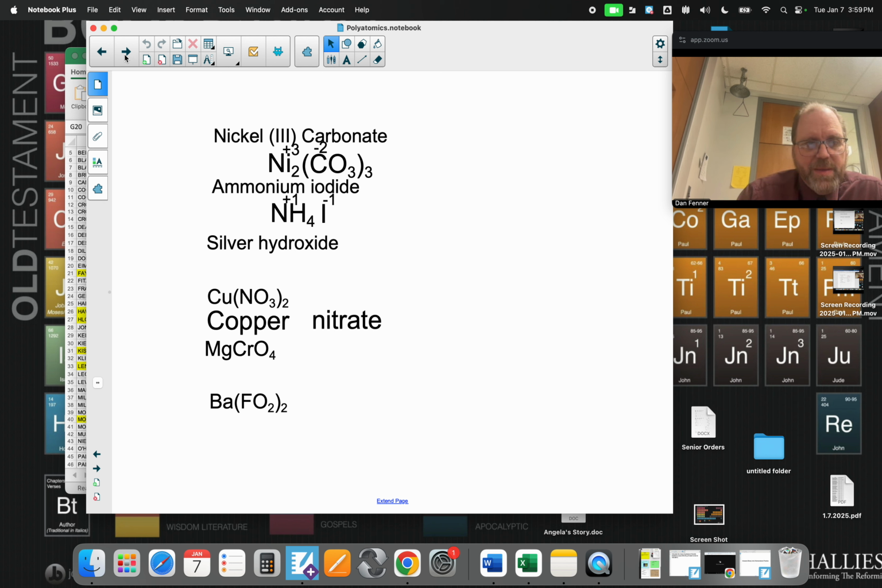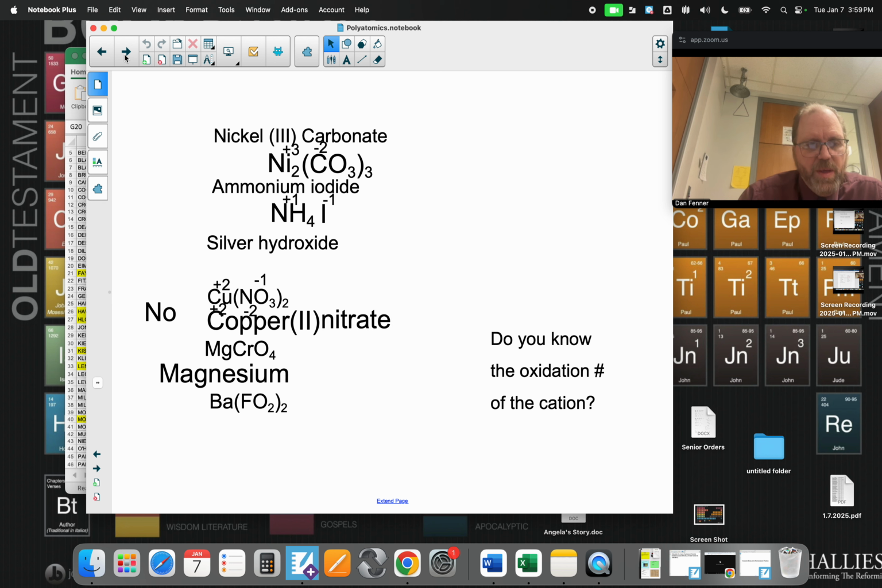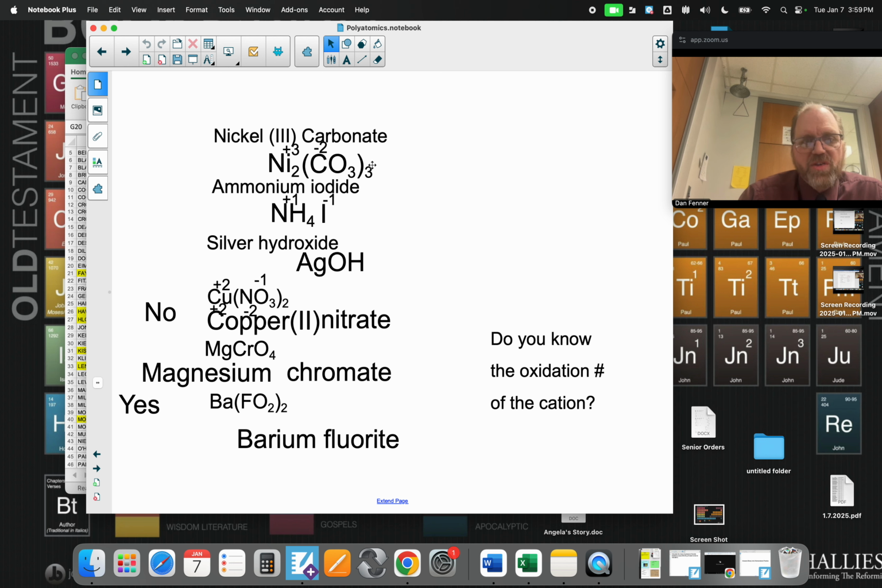Copper nitrate. Do you know? No. So therefore it's -1 times 2, -2. So it's copper 2. Magnesium, that's chromate again. We know magnesium. And then AgOH for silver hydroxide, barium fluoride. There we go.